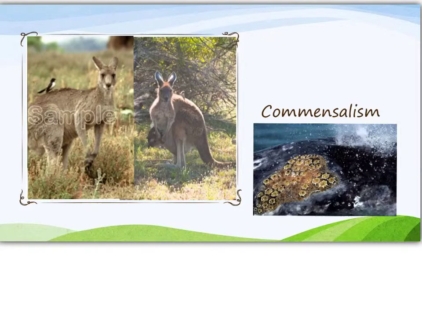All right, so have a look at these pictures and see if you can figure out the relationship. Remember, commensalism is one is positively affected and one is not affected in a positive or negative way, so neutral. So have a look at those pictures and see if you can figure out what it is. You'll have a greater opportunity to figure it out when you watch the videos at the end.